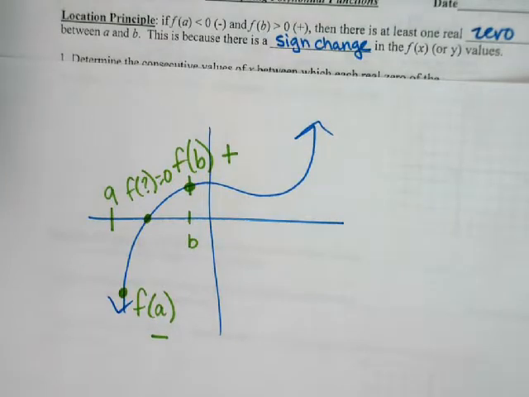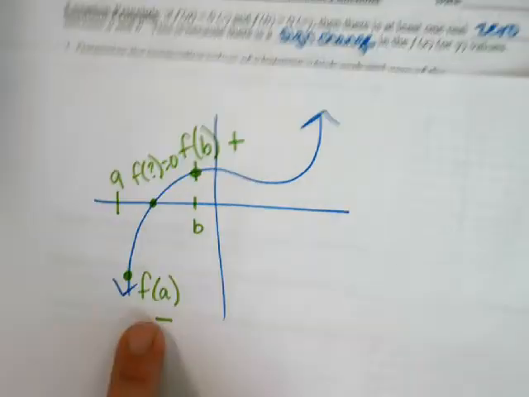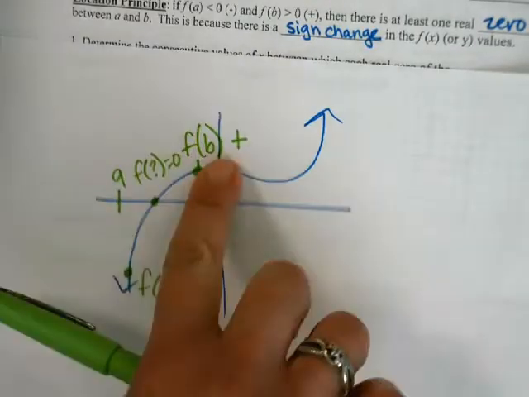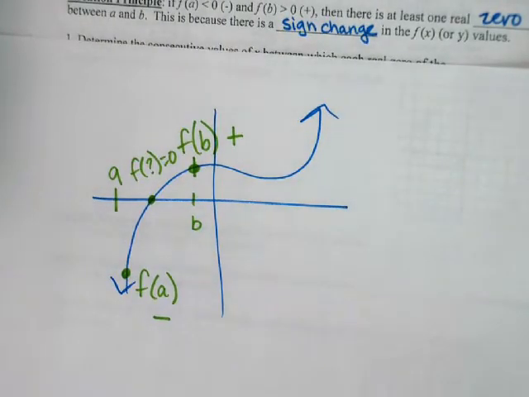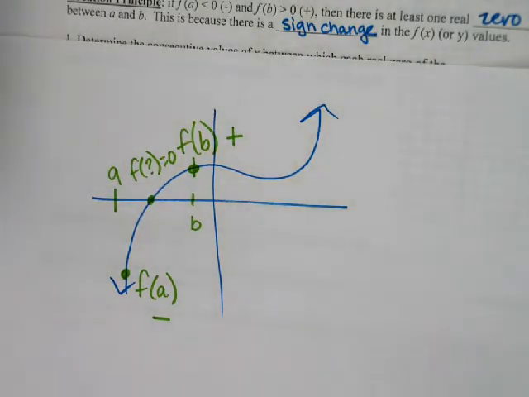I have a root. I have a 0, right? So if you go from a negative value to a positive value, somewhere in between there, it's got to be 0. That makes a whole lot more sense than all those words, right? That's all that's saying. If you go from a negative y value to a positive y value, or a positive y value to a negative y value, somewhere in there it has to be 0 and it has to cross the x-axis. That's all that location principle says.